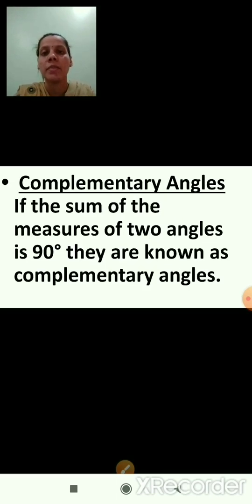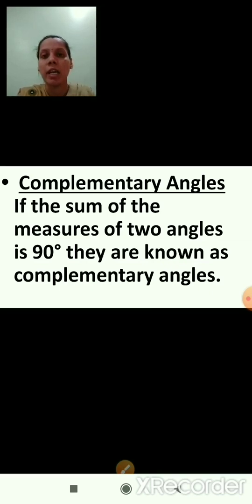As you can see here, this is the definition for complementary angles. If the sum of the measures of two angles is 90 degrees, then they are known as complementary angles. I hope you are clear with the definition.